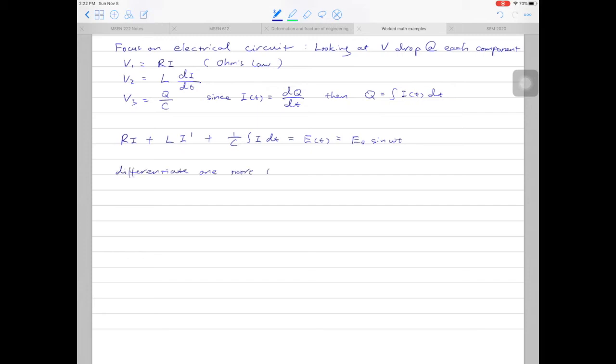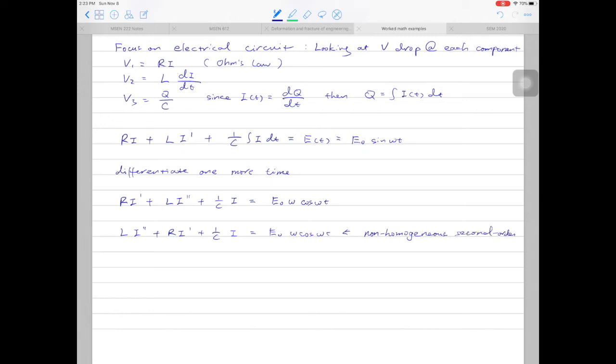Differentiate this equation once. We have Ri prime plus Li double prime plus 1 over C i equals E0 omega cosine omega t. Slightly rearrange the above equation. We'll have Li double prime plus Ri prime plus 1 over C i equals E0 omega cosine omega t. And this expression tells us it is a non-homogeneous second-order ODE, something we covered in the last video.